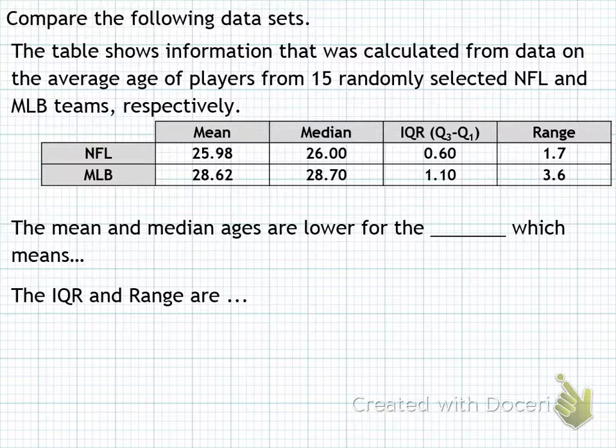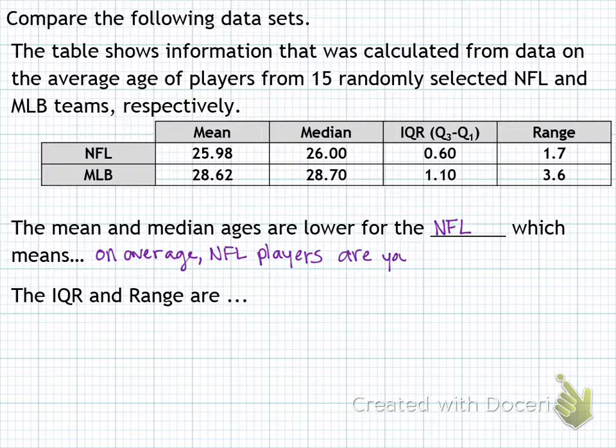Okay, we can look at this, and if we want to look at the measures of center, so the mean and the median, I can see that they're both lower for the NFL than they are for MLB. So we would say that the mean and median ages are lower for the NFL, which means, okay, so this is what we want to get to, is what does that tell you? What can you say based on that? So that means that on average, NFL players would be younger than MLB players. Okay, and that's just on average.